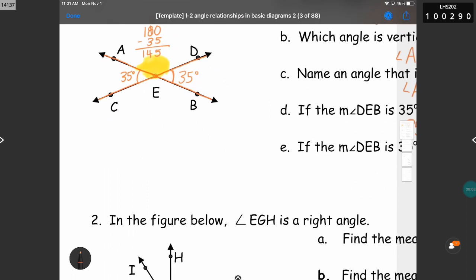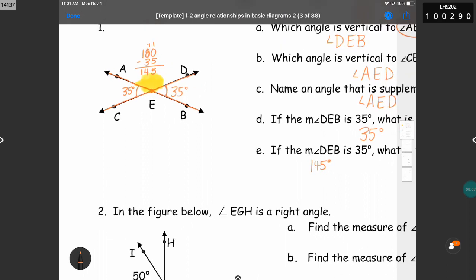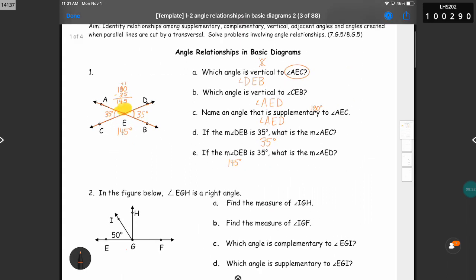So 145 degrees. Now I know it doesn't ask this, but what is the measure of CEB? 145, because if the other two are 35, then they both have to be 145. Any questions on that? No. All right, let's look at 2.